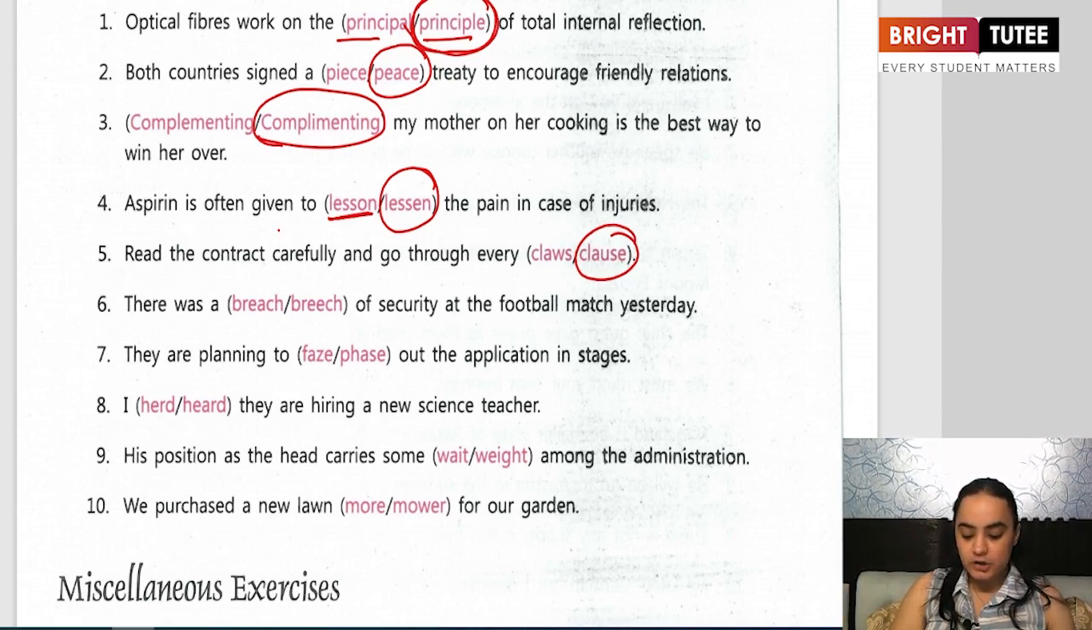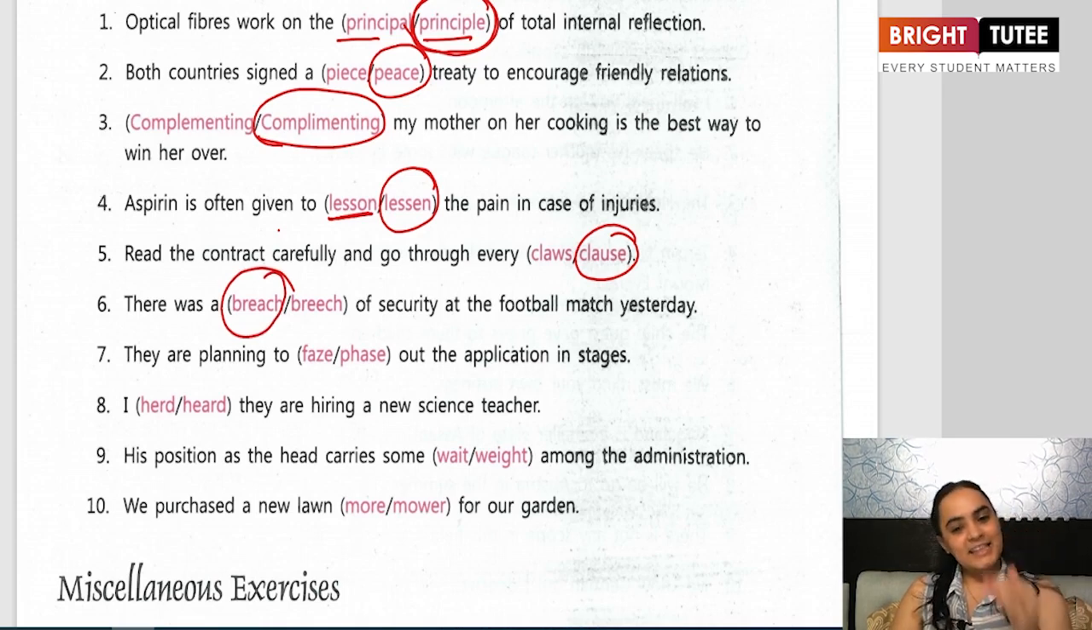There was a dash of security at the football match yesterday. So there was a breach of security, means security was broken. So like this, my dear students, you will solve the rest of the questions, and if a question comes to you in the paper, consider the meaning of both the words and then select what is more appropriate in that situation.